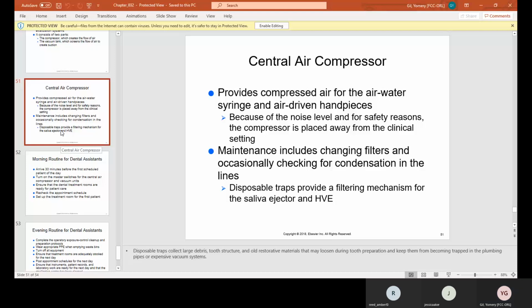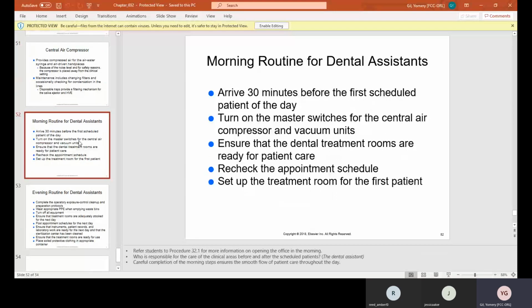Morning routine for dental assistants. All right, turn on the master switches for the central air compressor and vacuum units. Like I said, ensure that the dental treatment rooms are ready for patient care. Recheck the appointments scheduled for the first patient.